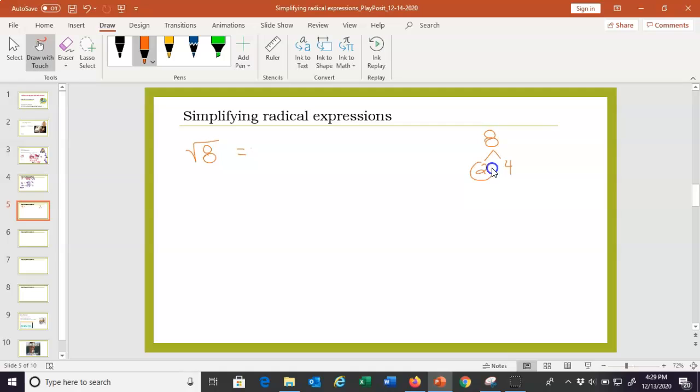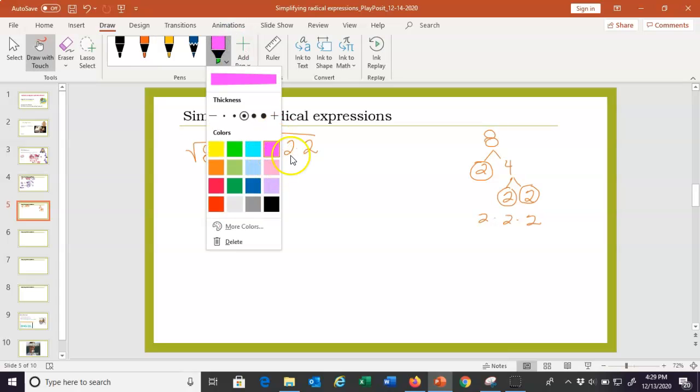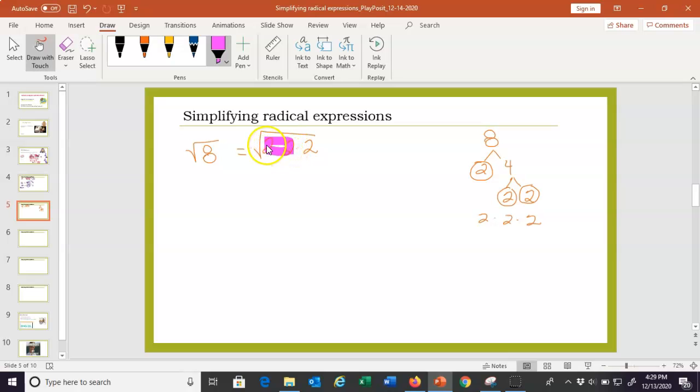So again, 2 is prime, so we're done with that branch of the tree, but let's keep going with 4. 4 is 2 times 2. All right, now we have the prime factorization of 8. It's 2 times 2 times 2. So let's write this up here. We're working with a square root, so we're looking for pairs of numbers. I see a pair of 2's here. So we found one. We found the perfect square that lives inside of 8.